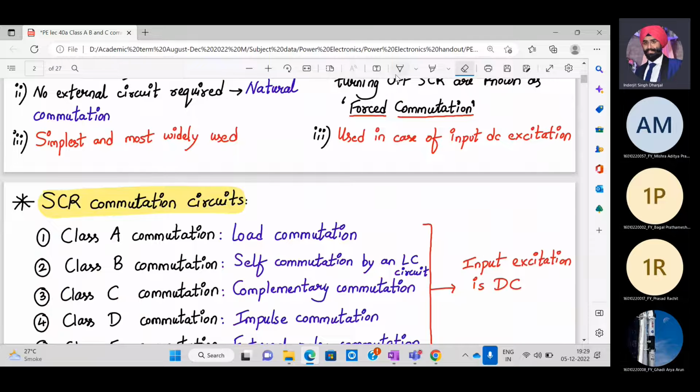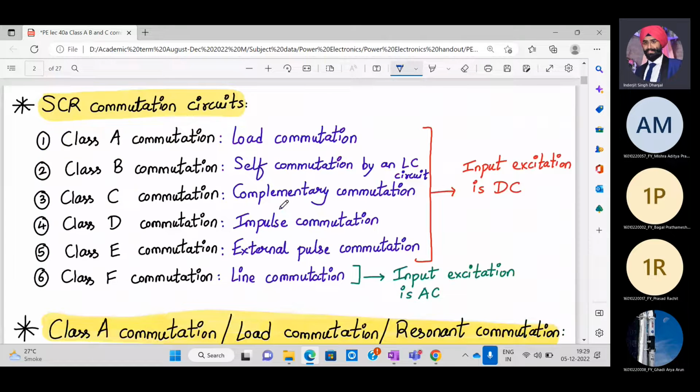Now let me proceed to the next one. You may note this down in your books. So that's what I was talking about: SCR commutation circuits. Basically, there are around six techniques, or actually five techniques, to turn off an SCR when the input is a DC. When the input is an AC, we have line commutation, which we have already discussed in the controlled rectifiers. So SCRs connected when the input is AC all use line commutation for turning off.